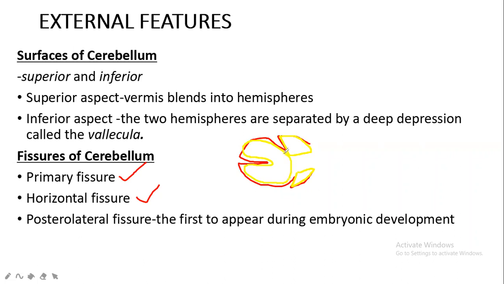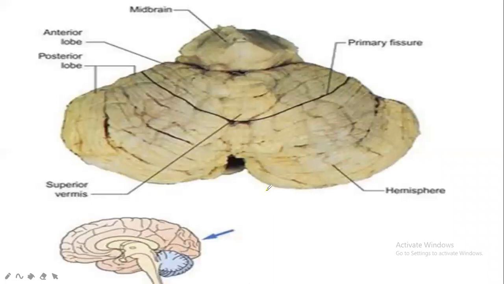So the cerebellum is divided into two hemispheres and then divided into three lobes by means of this fissure and this fissure. So what's the use of this fissure? The horizontal fissure is used to just demarcate the surfaces of the cerebellum. Everything above the horizontal fissure is on the superior surface. Everything below this is on the inferior surface. So that is a view of the cerebellum superiorly.